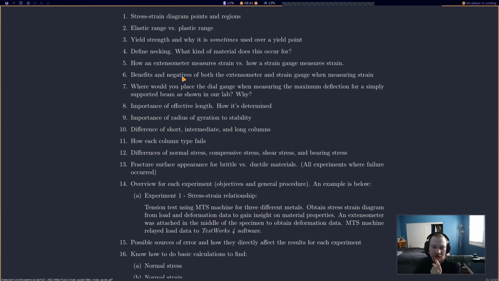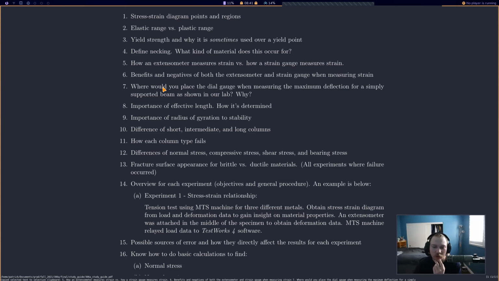Next one, benefits and negatives of the extensometer and the strain gauge. That was even a question on your second lab, so you should be able to answer this one quite easily. If you look at these questions, you'll see that a lot of them, I try to make it so it's going to be totally easy to do well in this final if you are being active in participating in the experiments yourself.